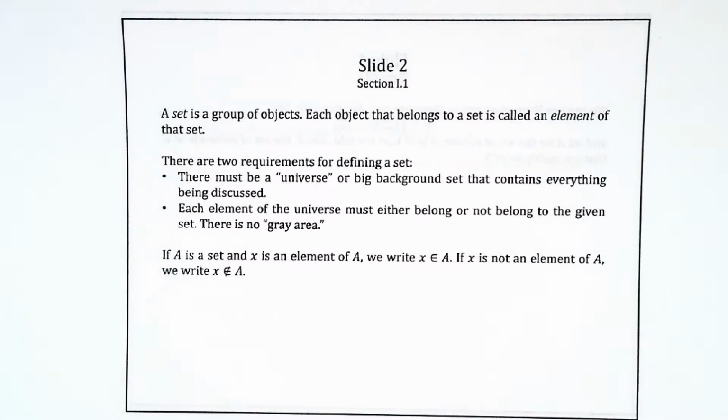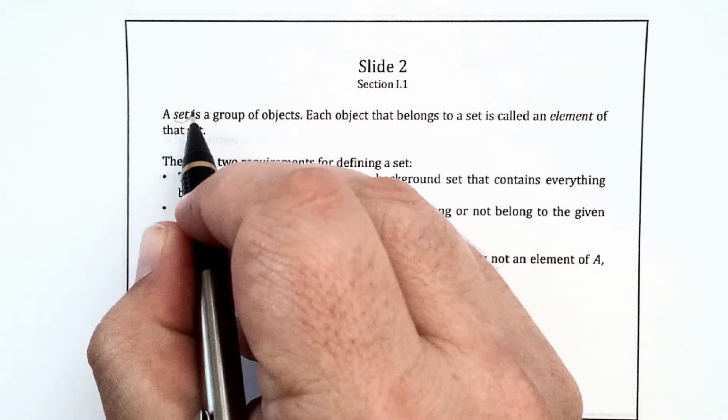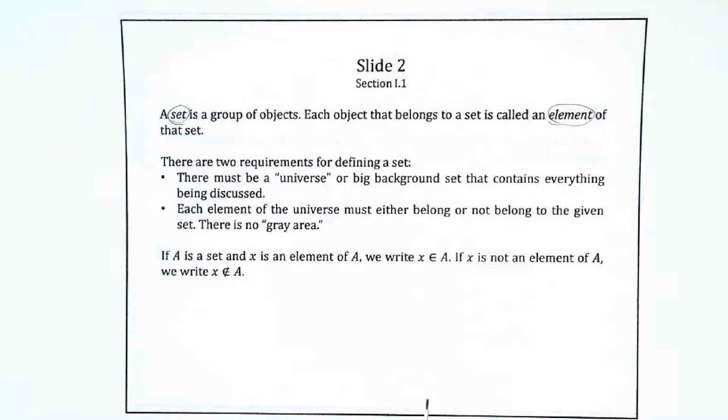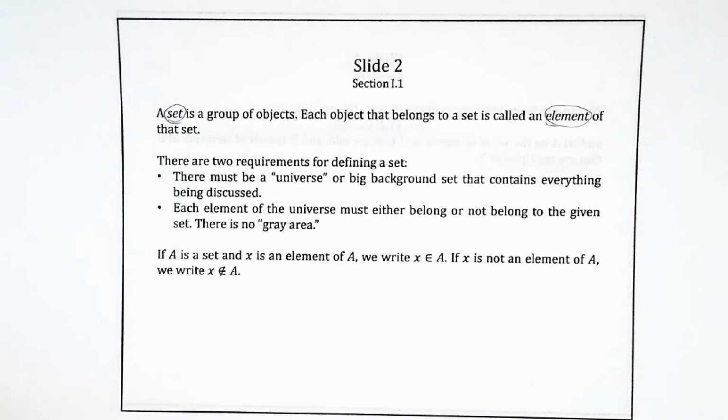A set is a group of objects. Each object that belongs to a set is called an element of the set. So those are two words that are important for you to know: set and element. The set is the group. The element is an object belonging to that group.